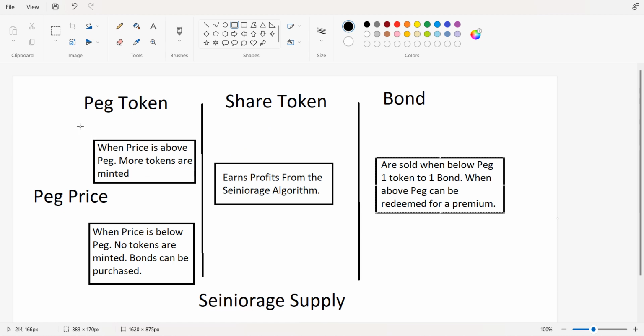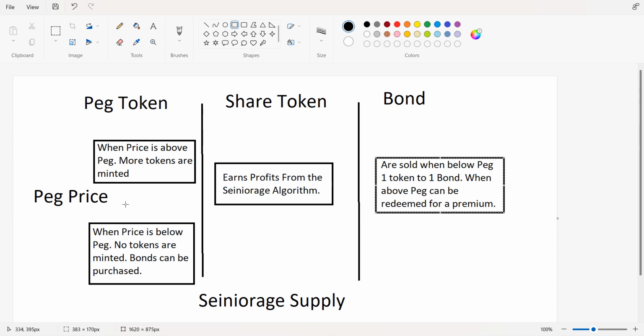Now, that's what happens when the price is above the peg. Now, what happens when the price is below the peg? This is where most of the time this mechanic has problems. Very rarely do these mechanics deal with price being below peg very well or very often. They do much better when price is above peg.